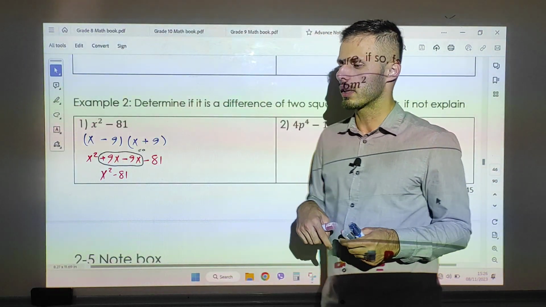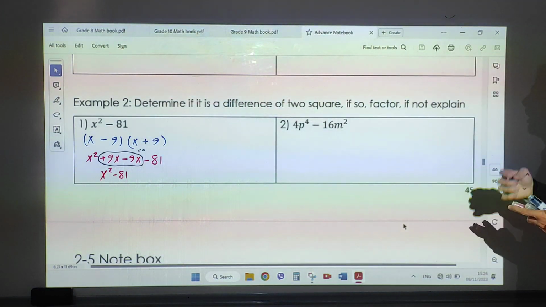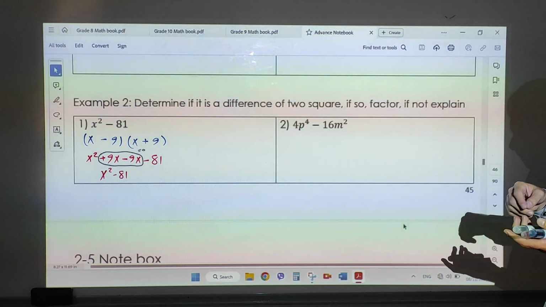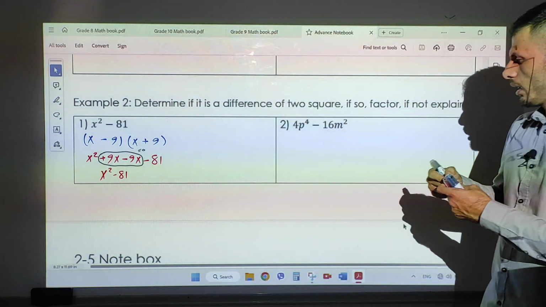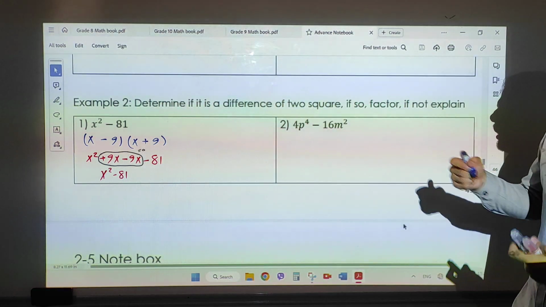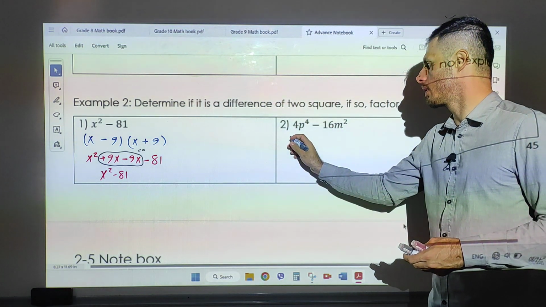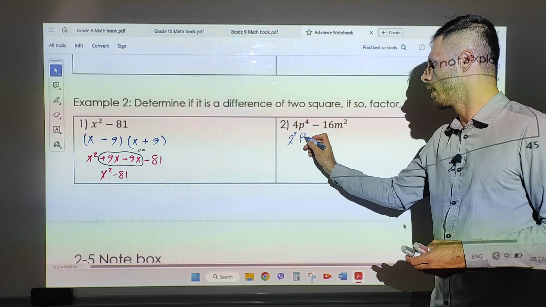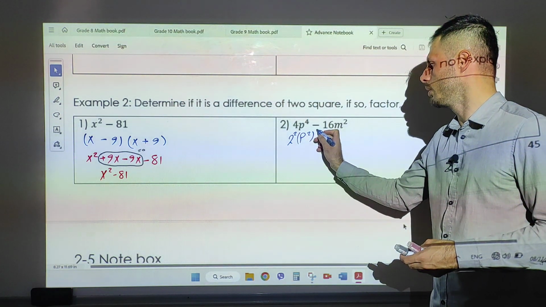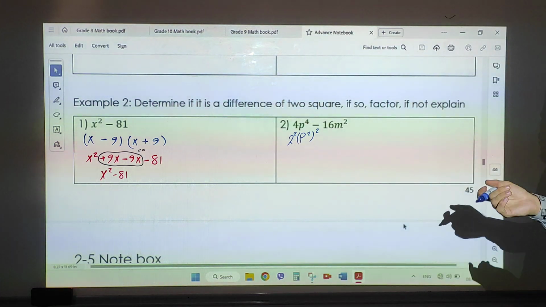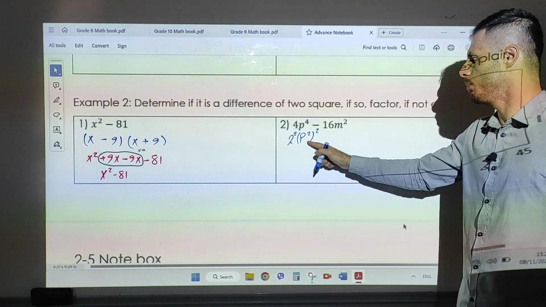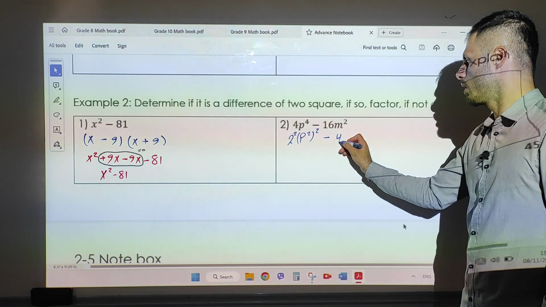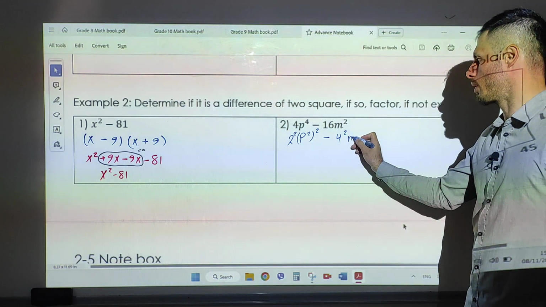For the next one, which is the last example about the difference of two squares, let's see. Is it something power 2? Can we write them as something power 2? It is 4, which is 2 power 2. And p power 4 we can write as p power 2, power 2. It's possible, yes. 2, p power 2, all of them power 2. Minus, this is 4 power 2, this is m power 2.